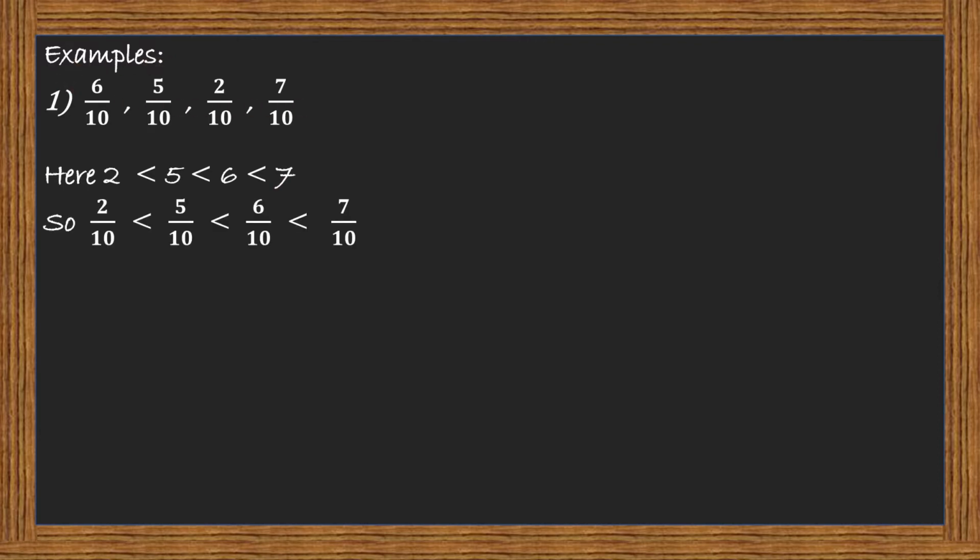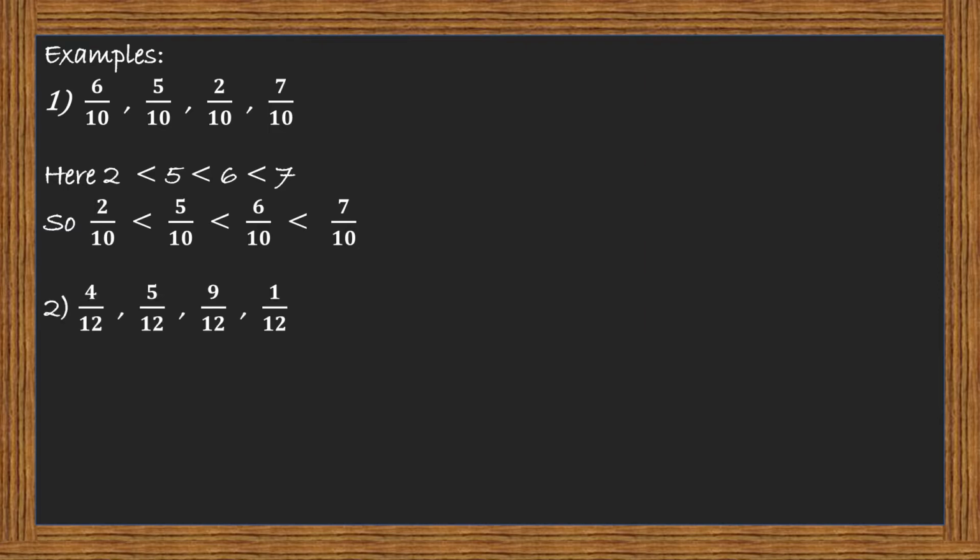As 2 is less than 5, we can say that the fraction 2 upon 10 is the smallest one, which is less than 5 by 10, and 5 by 10 is less than 6 upon 10, and 6 upon 10 is less than 7 upon 10. So which one is the smallest? 2 upon 10. Which one is the greatest? 7 upon 10. Isn't it easy to arrange them in ascending order? Let's take one more example.